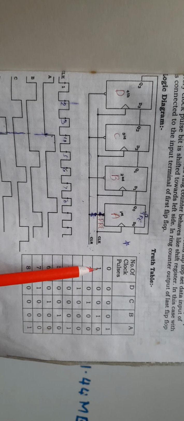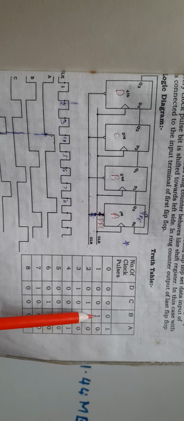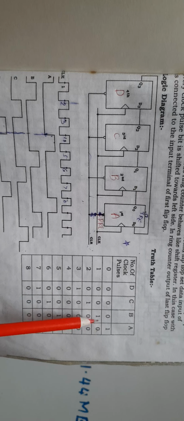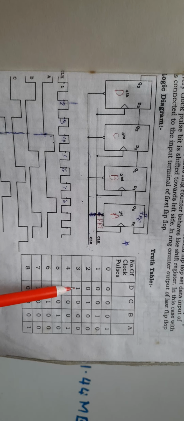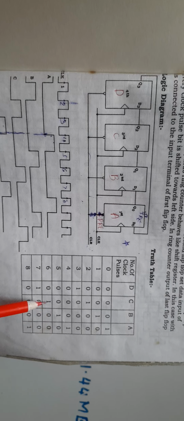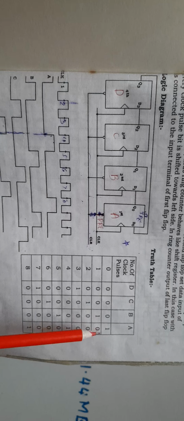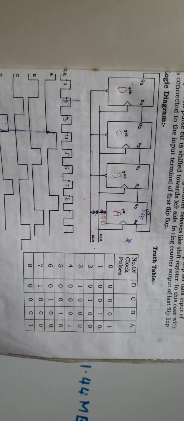See, when the first clock pulse arrives, it rotates from A to B. Then for the second clock pulse, it rotates from B to C. Then C to D. Then again it returns back to A. Then again A to B, B to C, C to D. So this bit rotates in ring format. That's why this type of counter is known as ring counter.